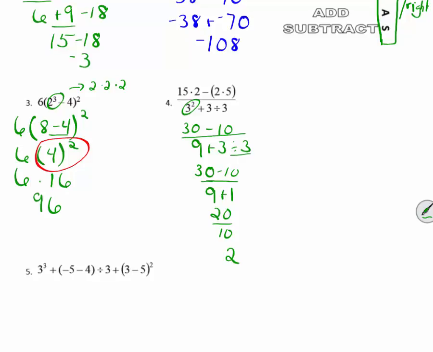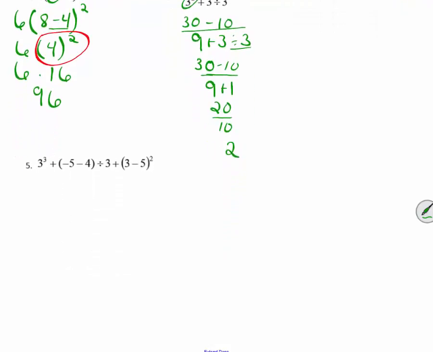All right, number 5. So I have lots of things going on. I got to do the parentheses first. I have 2 sets. I can do them at the same time. So this is 3 to the third plus -5 minus 4 is -9 divided by 3, plus 3 minus 5 is -2, and we're squaring that. Now I have to do both sets of exponents. So I'm doing this and this.